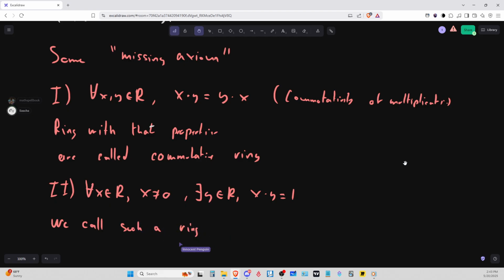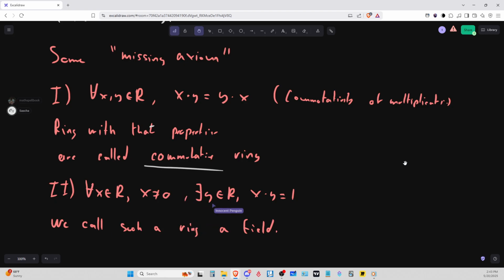Well, here we don't just have an adjective like commutative, just commutativity. We straight up say it's a field. So we call such a ring a field. Okay, so a ring can be a field. But not the other way around, right? Any field is a ring, but not every ring is a field.